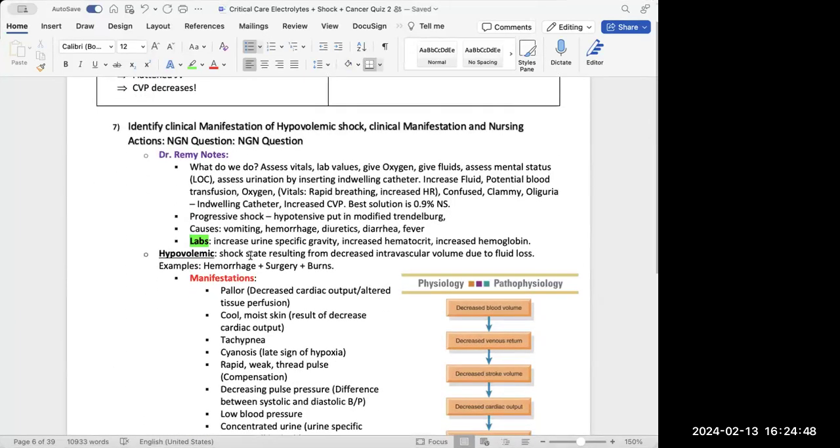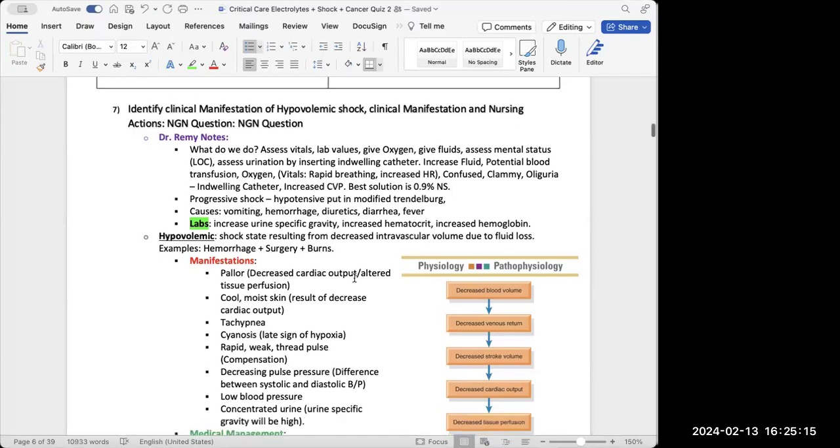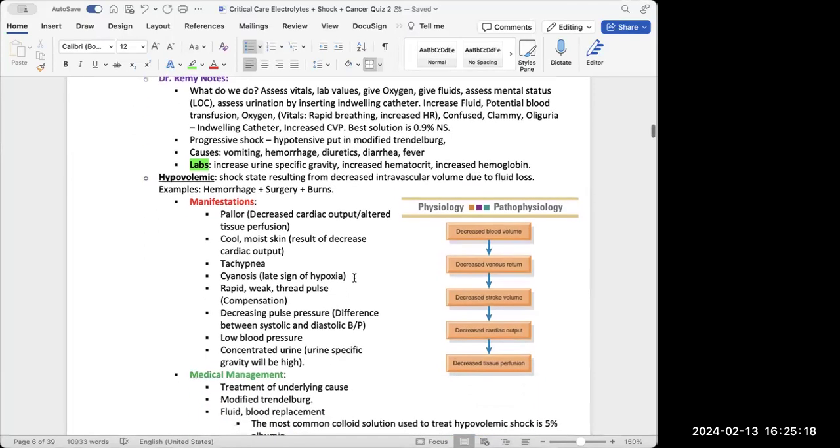Okay. So the next thing, I think this goes into shock, but the way she did it in the outline, it didn't look like that. But it seems like we're in shock. So the next question is to identify clinical manifestations of hypovolemic shock, as well as the nursing actions. We already talked about fluid volume deficit, so I think it's a perfect transition into this. This is when we don't have enough volume. There's so much loss of fluid that now they're going into a state of shock.